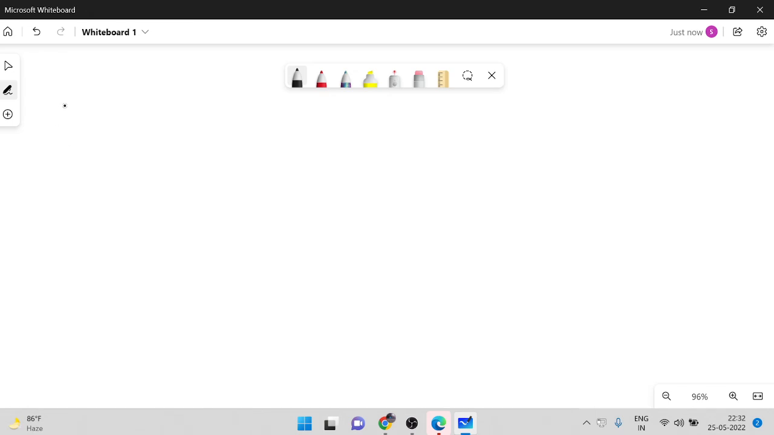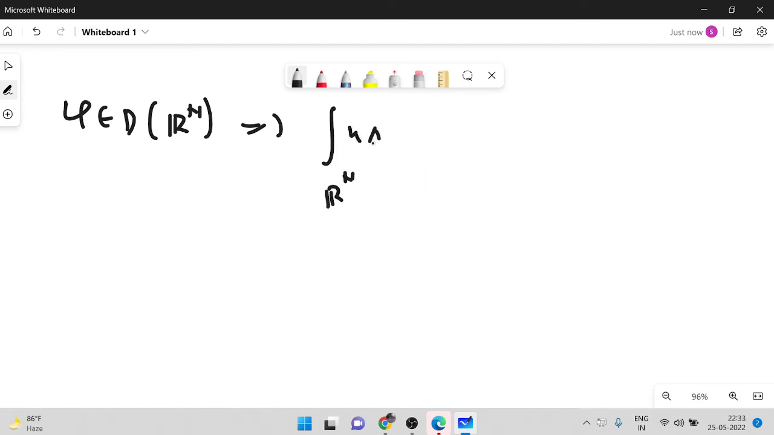So now basically what do we have to show? Let phi belong to the infinitely differentiable functions with compact support. And now we need to show that the integral over R^n of u del phi dx equals phi of 0. This kind of has a laborious proof, which we will go forward with.